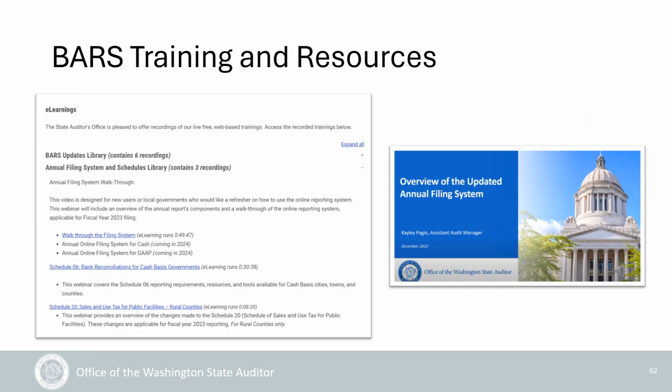One of our newer trainings that I'd like to highlight is the overview of the updated annual filing system. We refreshed the system this year, and this training will walk you through the updates so you know what to expect when you are ready to file.